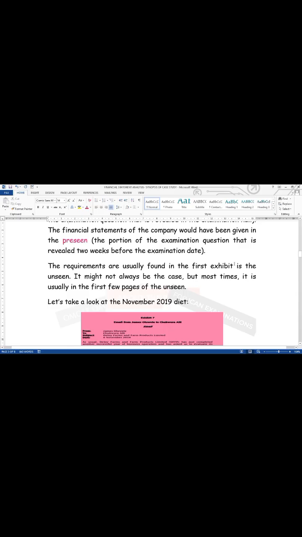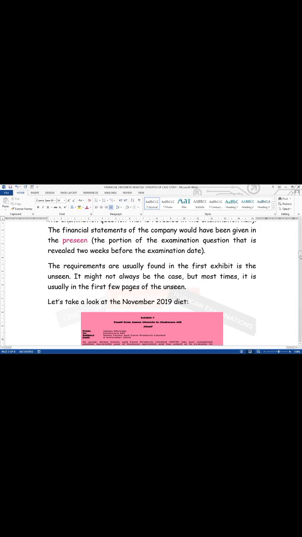Now I'm using the word usually, so please don't cram that and then say, "Omodesola said usually it's the first exhibit, and I checked the first exhibit and I'm not seeing anything there," and you become all confused. No, it's usually in the first exhibit. And if it's not in the first exhibit, just check every other exhibit that you're given as well. It will help you. It may not always be the case, but most times it's usually in the first few pages.